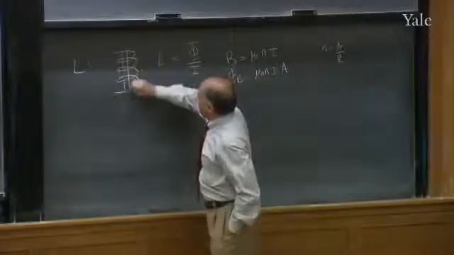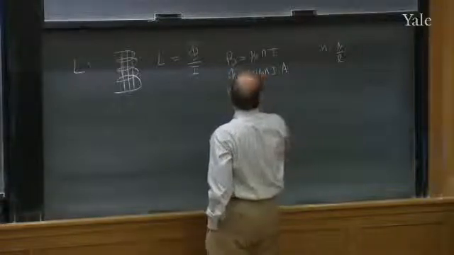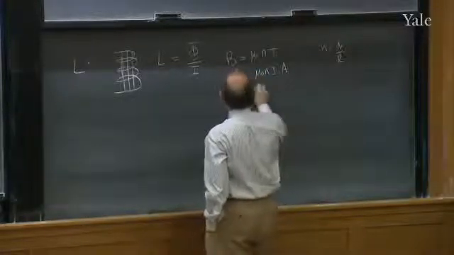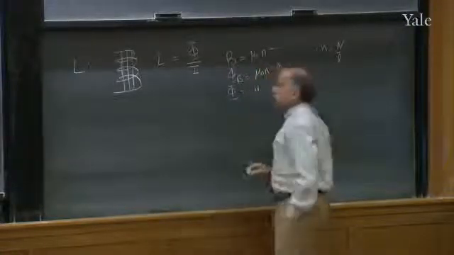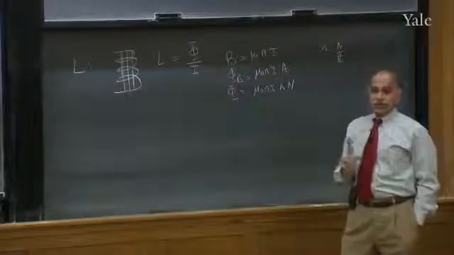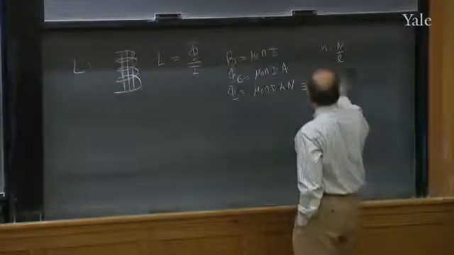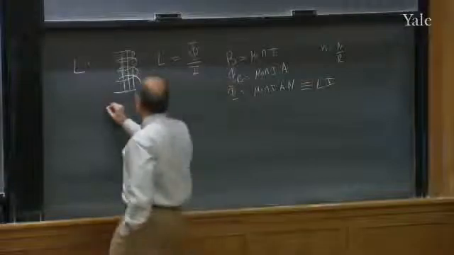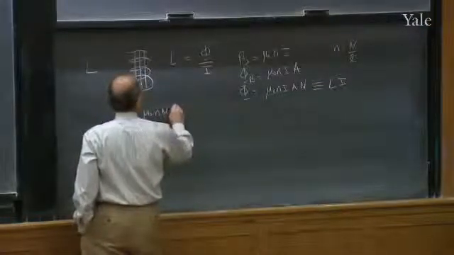That's the total magnetic flux. But the flux linkage is mu 0 little n I A times big N, because every loop of the coil links with its own flux. But that is by definition Li. You can see then L is equal to mu 0 little n big N A.